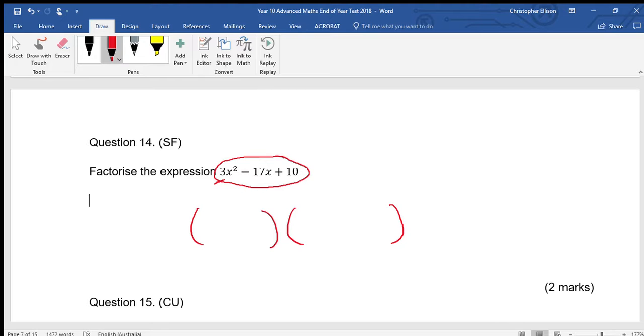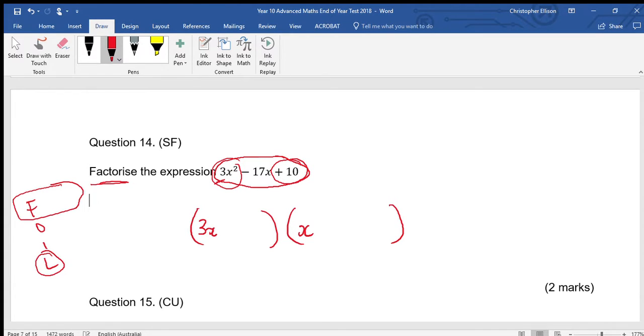Now for it to become a binomial, when we factorise, remember, it means put back into brackets. It's like doing the reverse of FOIL. In order to get the first term, when we expand it, it should give 3x squared. The only way we can get that is if we have a 3x here and an x at the front there. So our first term, when we expand, will be 3x times x, which will give us that 3x squared.